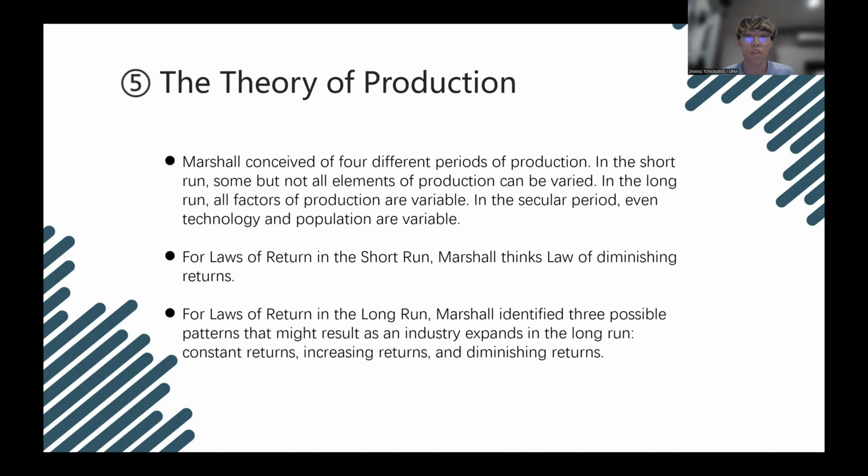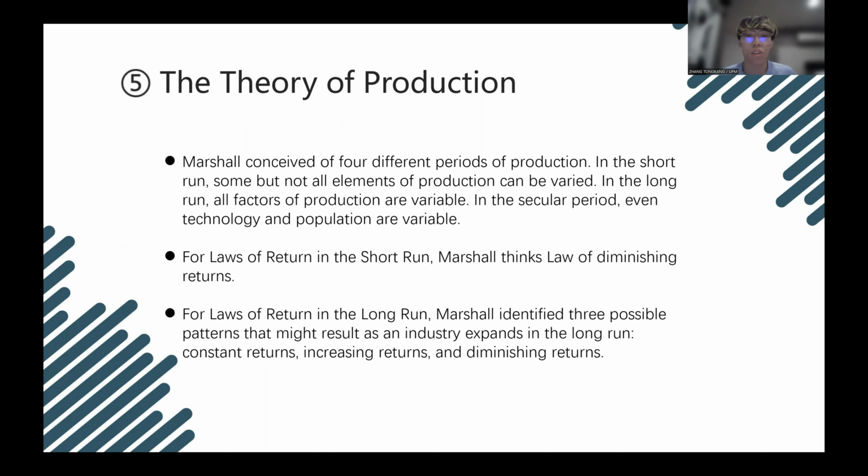For laws of return in the short run, Marshall thinks of the law of diminishing returns. He thinks that adding any variable factor to a fixed factor of production leads to diminishing marginal returns. Due to the principle of substitution, a firm maximizes its profits by minimizing the cost of production of any given output. To minimize cost, the firm should substitute cheaper for more expensive inputs.